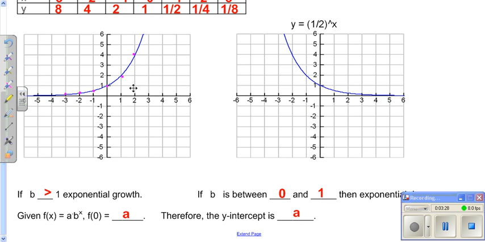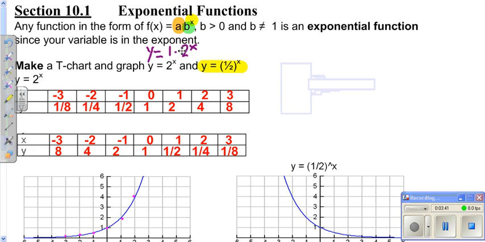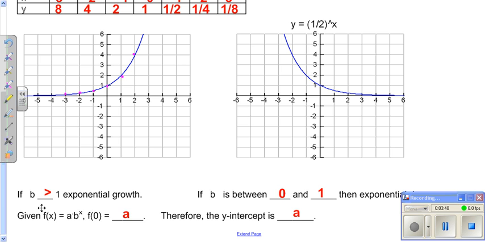This first one here is referred to as a growth function because your b value, which was your 2, what your exponent was on, was greater than 1. It has a y-intercept of 1 because that's what our a was. Your a value here, when it's in this form, always tells you what your y-intercept is. This one here is a decay function because it goes down as it goes to the right. And that happens when your b is between 0 and 1.